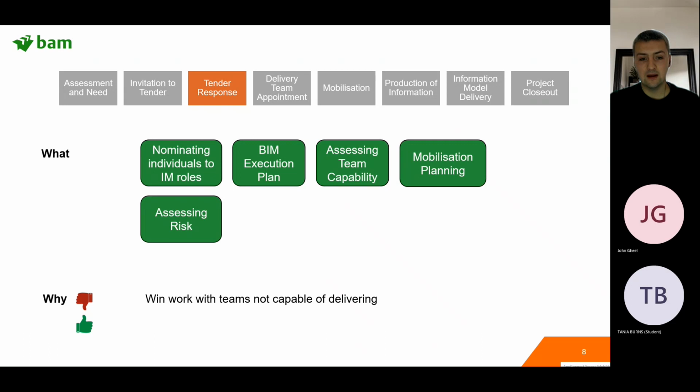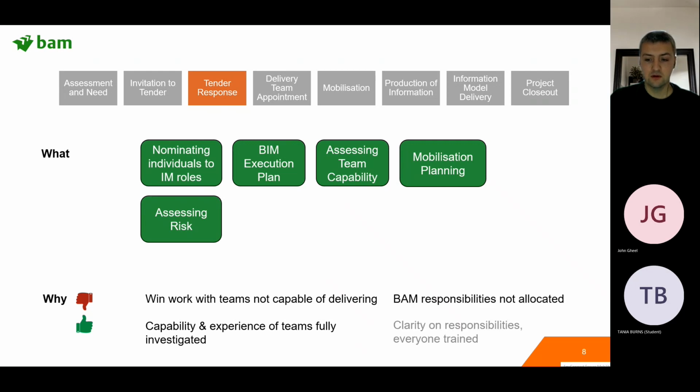So within BAM, I could be aware of the information requirements on this job, that we need to be producing a 3D model. If the commercial team aren't aware, though, if I haven't communicated that to them, they could be concluding appointments with teams who are not capable of meeting those client requirements. Okay, I think I've covered those.